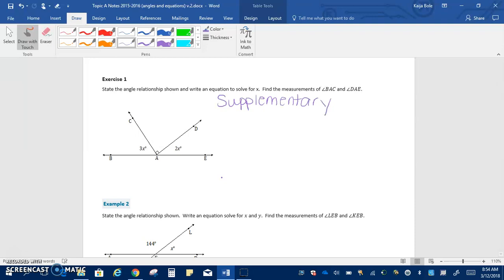And now the one thing we have to notice here is this little square down here in the middle. This means that this angle is 90 degrees. So when we go to write our equation, that means we'd have 3x plus 90 plus 2x equals 180. So first we combine like terms. So we have 90 plus 5x equals 180.